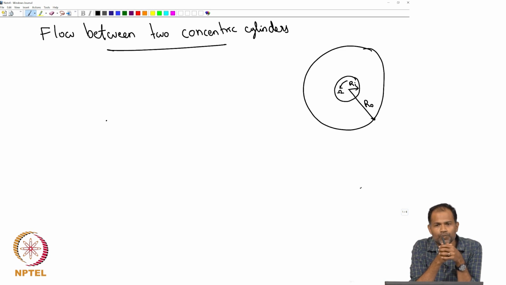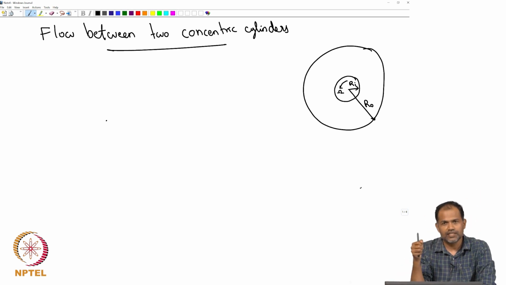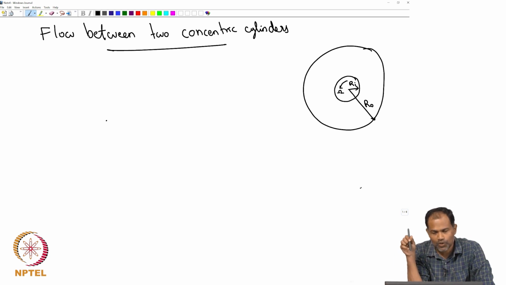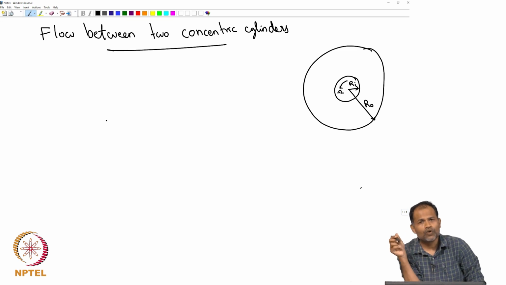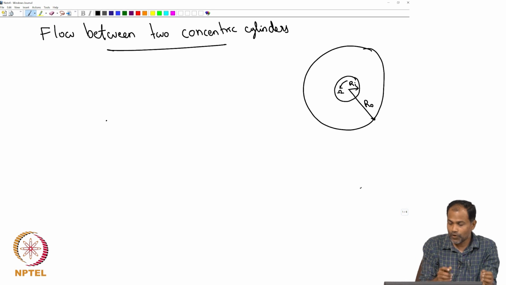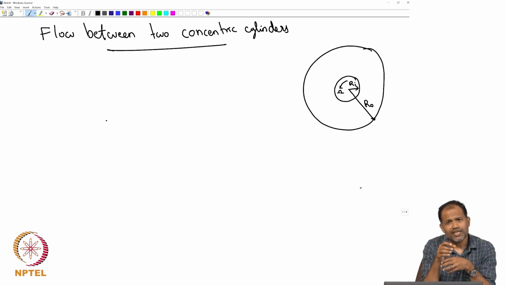Let us assume that the cylinders that you are looking at are really long, okay. So, much longer in the z direction. So, the z direction is going to be perpendicular to the plane that we are considering, and the cylinders are so long that we can neglect all variations in the z direction, okay. And also the velocity in the z direction.